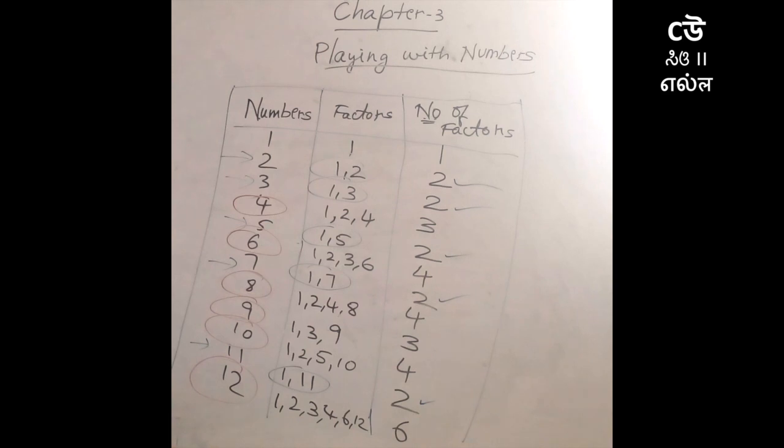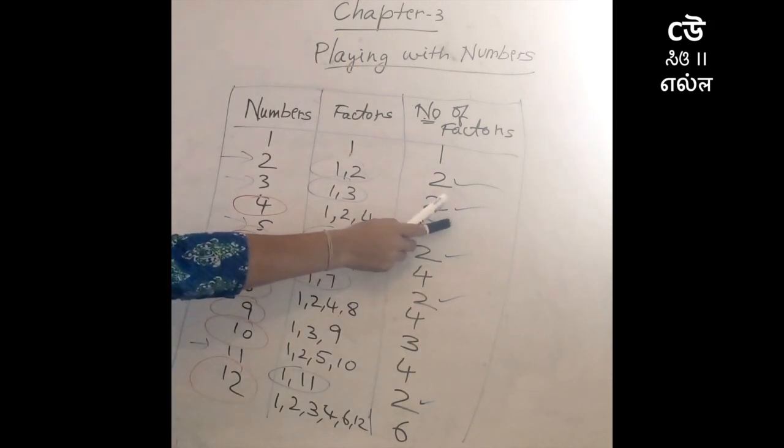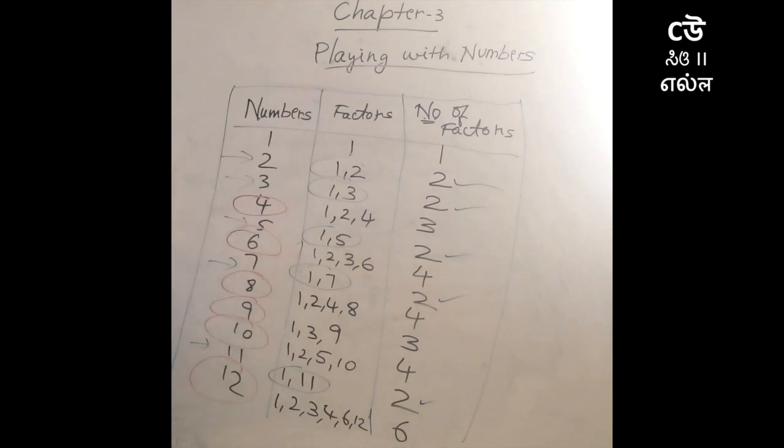If the number of factors is equal to 2, you can tell it is a prime number. If the number of factors is more than 2, for a particular number you can tell it is a composite number. Understood, children? Here we have 3, which is greater than 2, so we can tell 4 is a composite number.